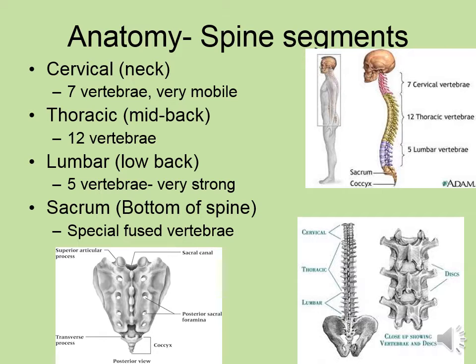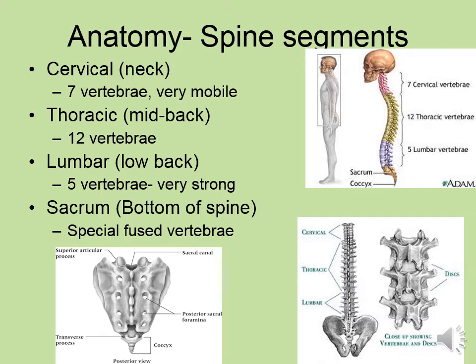These are built for mobility. So the cervical vertebrae are structured so that they move better and more than the other vertebrae. The thoracic vertebrae are in the mid-back, and we have 12 of these. And they also provide some mobility, but less so than the cervical. The lumbar vertebrae are the low back, and there are 5 vertebrae here, and they're very strong. These are built for stability and strength. So as we go down, the vertebrae get bigger because they're bearing more weight.